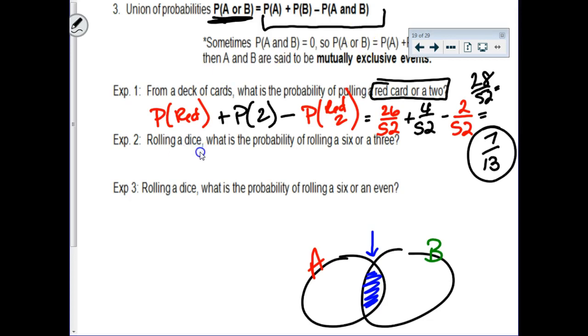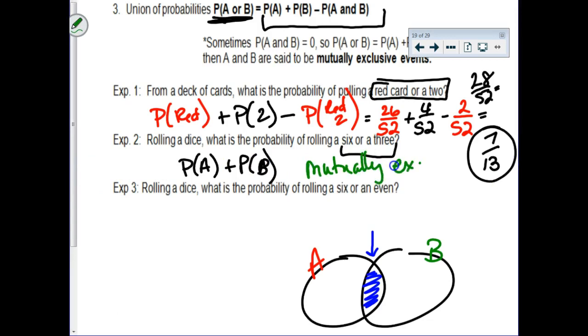All right, rolling a dice. What's the probability that you will roll a 6 or a 3? So you're rolling one time. Now guys, this is kind of a weird question. If you're rolling one dice, can you roll both a 6 and a 3 at the same time? No. So in that case, it's simply the probability of A plus the probability of B, and there's no subtraction because these events are, give yourself a little vocab word here, mutually exclusive. If your two events cannot happen simultaneously, then you don't have to worry about any sort of subtraction.